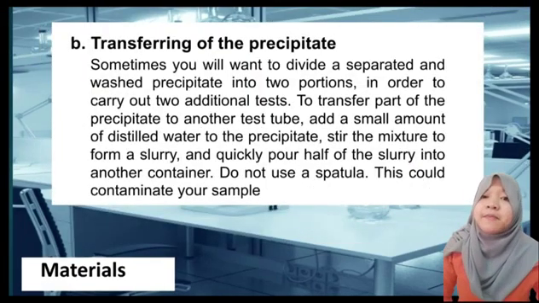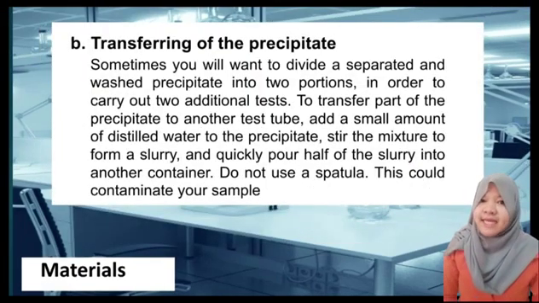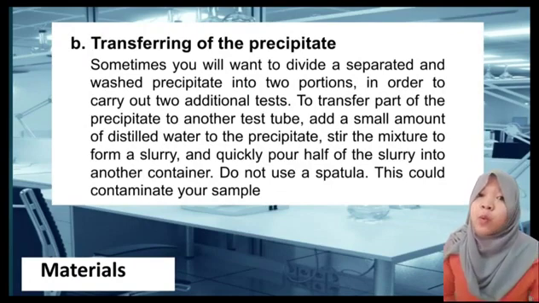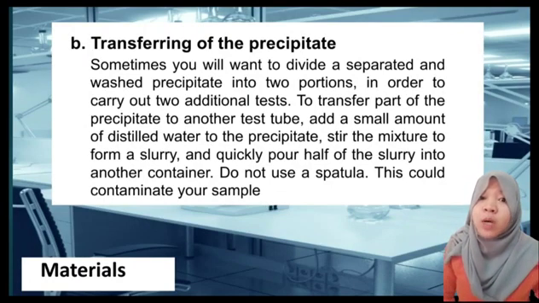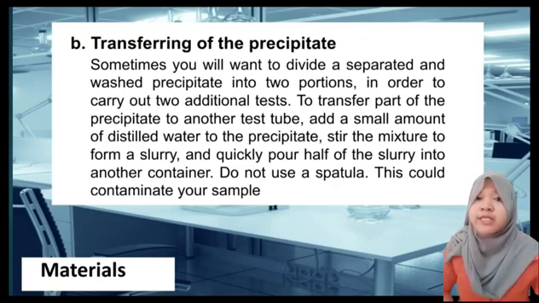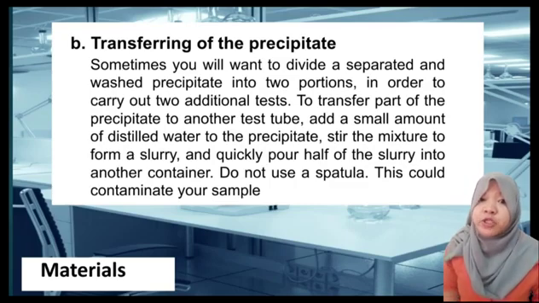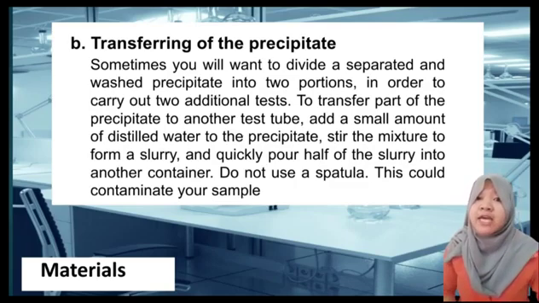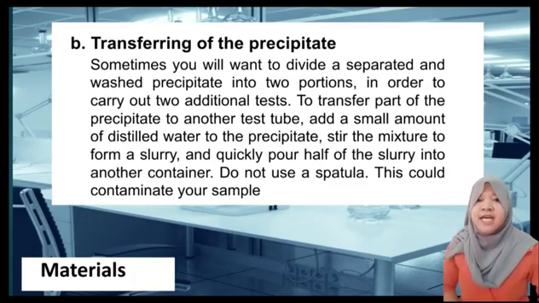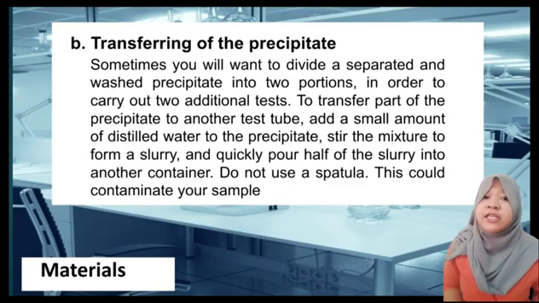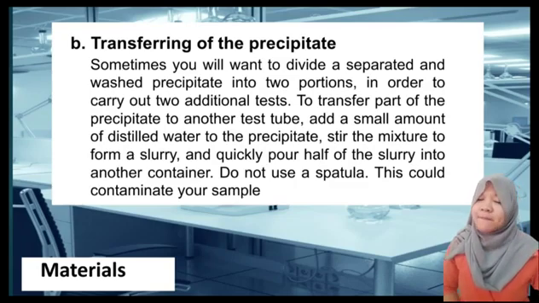The second step is the transferring of the precipitate. Sometimes you will want to divide the separated and washed precipitate into 2 portions in order to carry out 2 additional tests. To transfer part of the precipitate to another test tube, add a small amount of distilled water to the precipitate. Stir the mixture to form a slurry and quickly pour half of the slurry into another container. Do not use a spatula. This could contaminate your sample.